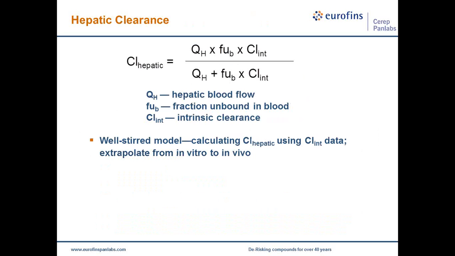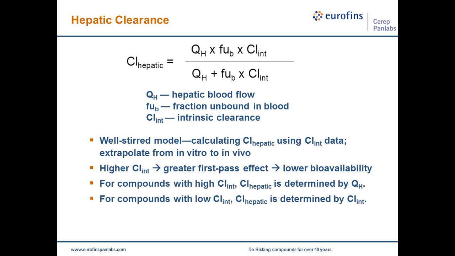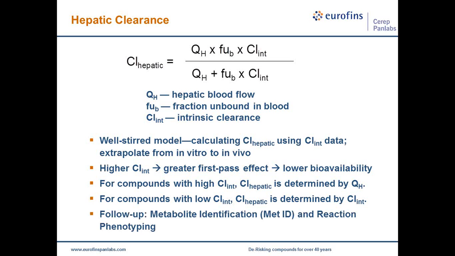In vitro intrinsic clearance can be used to predict hepatic clearance using well-studied models. High intrinsic clearance often suggests a greater first-pass effect and lower bioavailability. When we have the metabolic stability intrinsic clearance value, usually we will follow up with a metabolite ID study and a reaction phenotyping study.